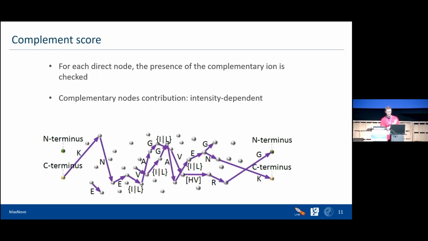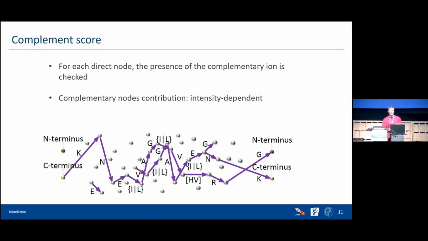Next is complement score. You remember that I said that we can only construct a single pathway from only Y or B series ions, but we don't discard information of another series. In fact, for each pathway, we're looking for complementary ions. Let's say we constructed this pathway from Y ions, and for this node, we see its complementary B ion. What happens in that case?